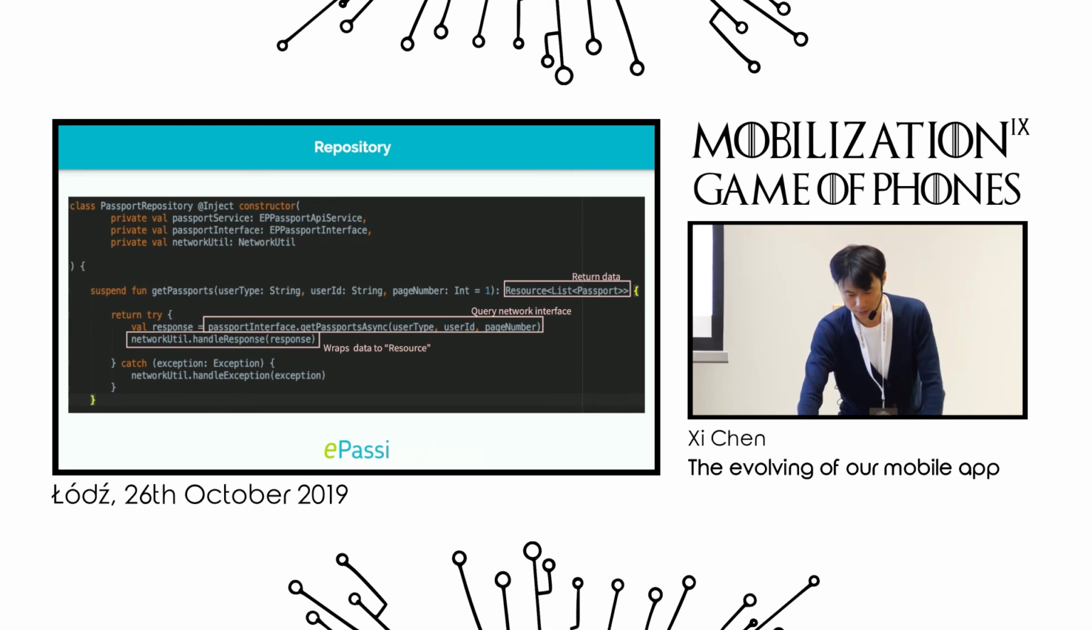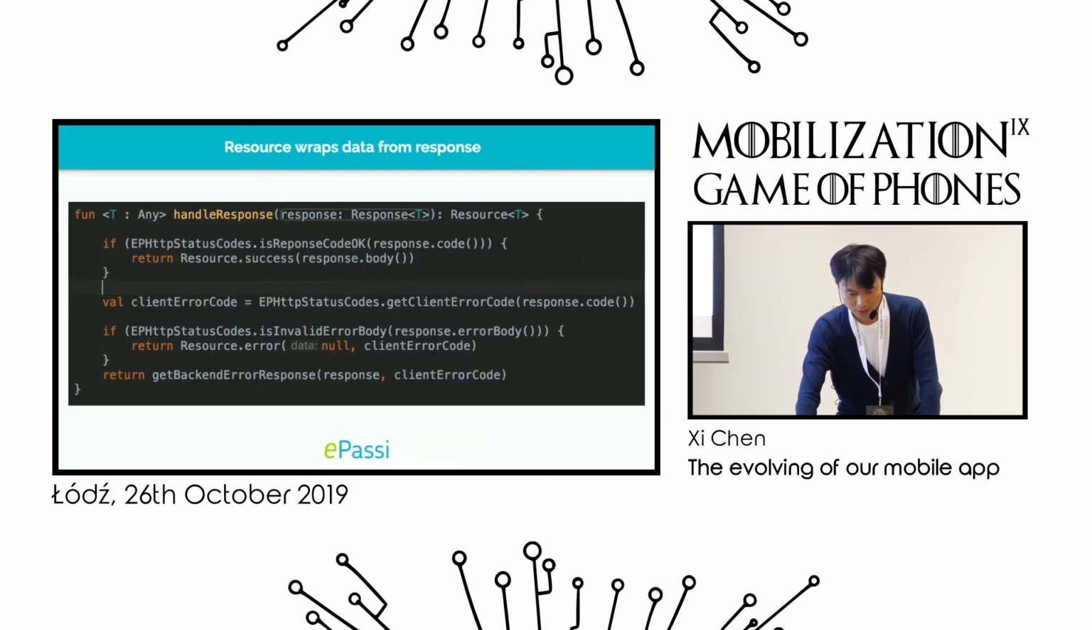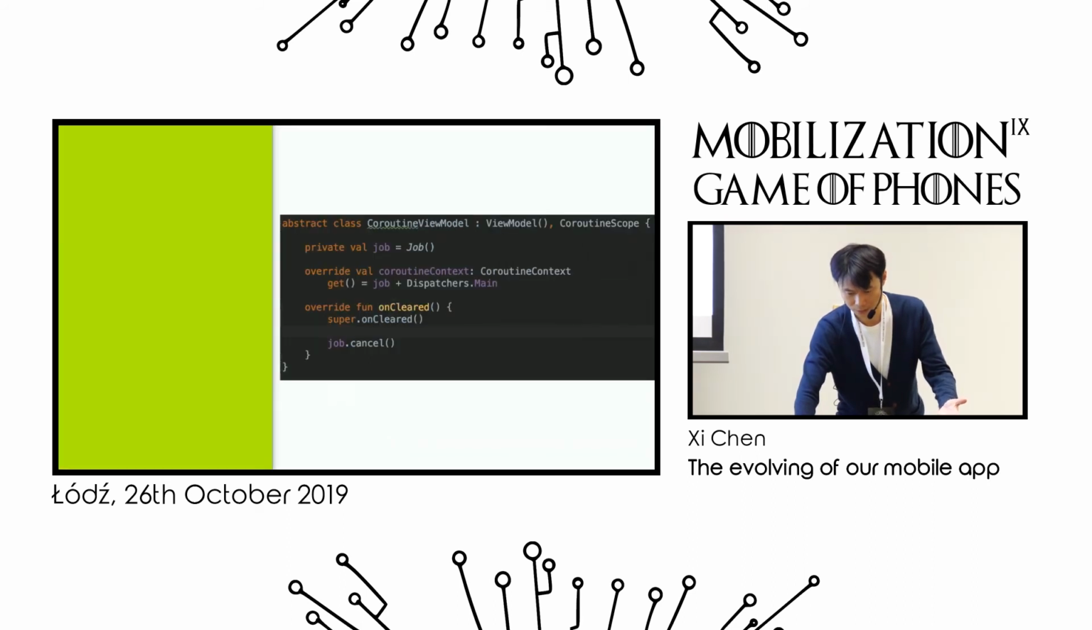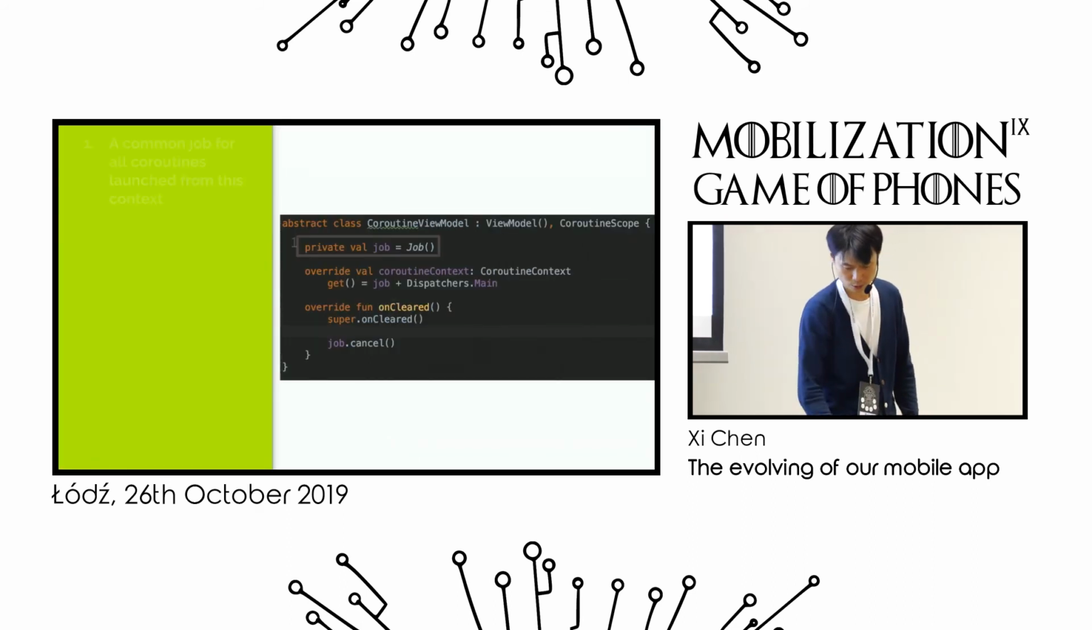And we return that. I will skip this one. This is very simple. Just wrap the response data to resource and return to the upper layer. Okay, back to coroutines. That's interesting.